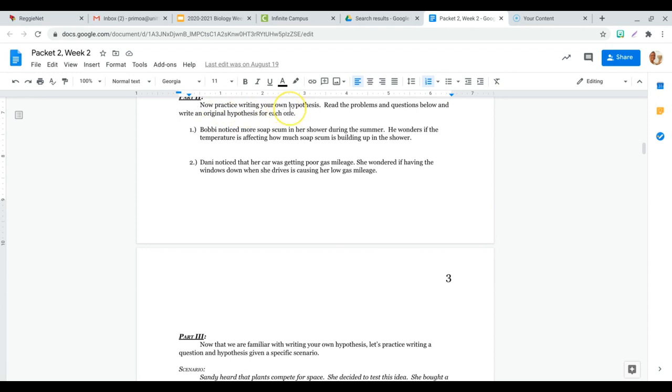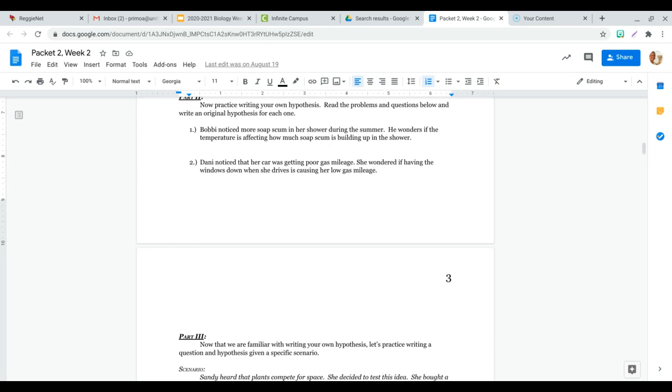Now practice writing your own hypothesis. Read the problems and questions below and write an original hypothesis for each one. Bobby noticed more soap scum in her shower during the summer. He wonders if the temperature is affecting how much soap scum is building in the shower. All you needed to do here was take this statement and make it into a hypothesis. So we could say, if the temperature outside increases, then the amount of soap scum in the shower will increase.